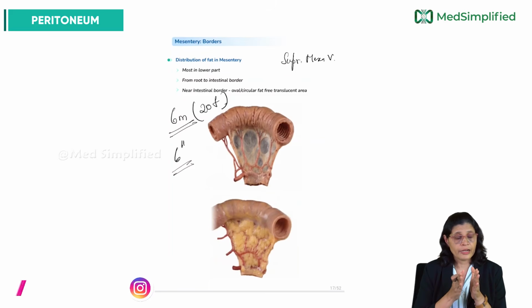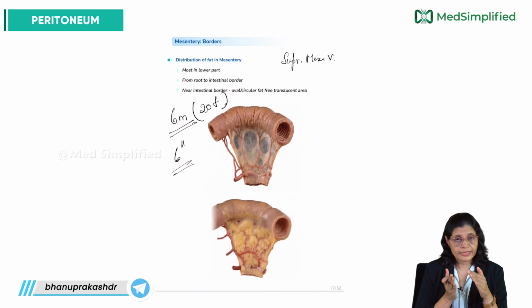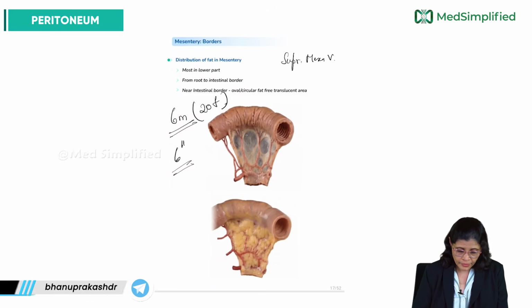Now here we have to observe the distribution of the fat. In the jejunal region it is less, whereas as we go towards the ileum, the fat within the mesentery is more. Here near the jejunum, this is the jejunum and here we have the ileum.